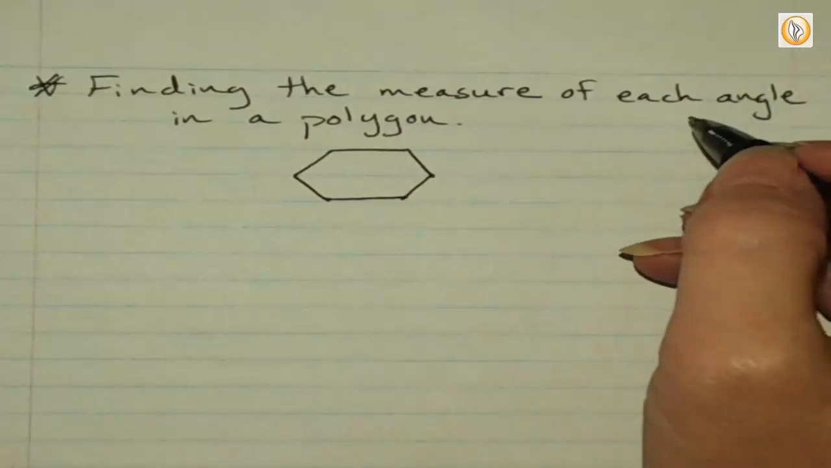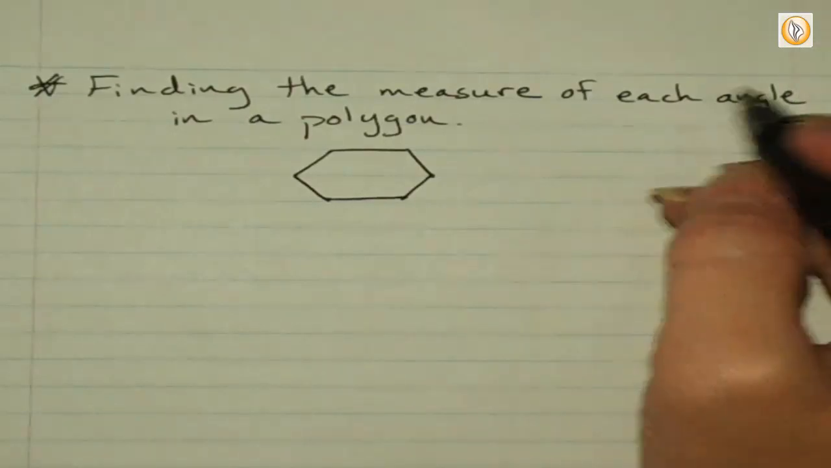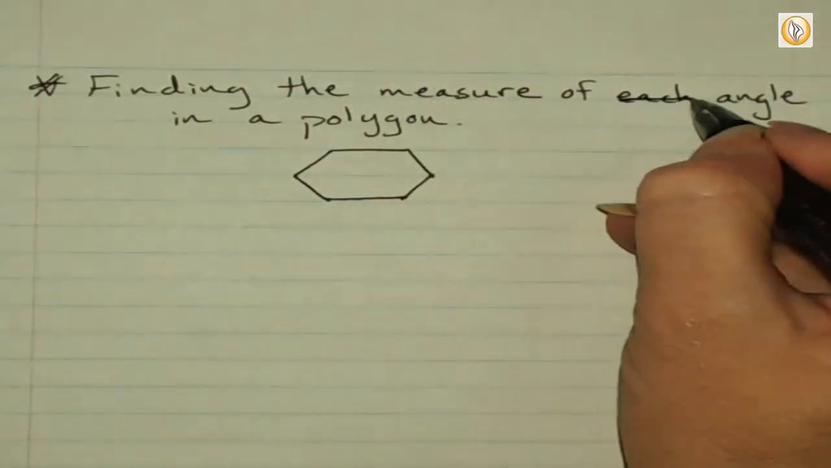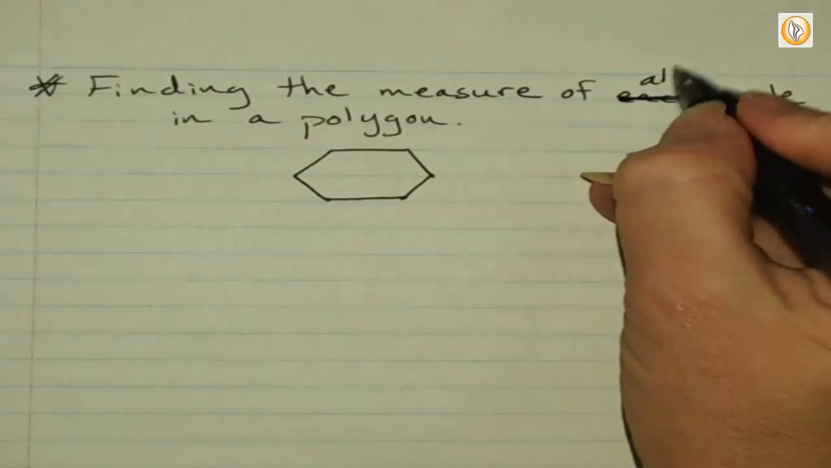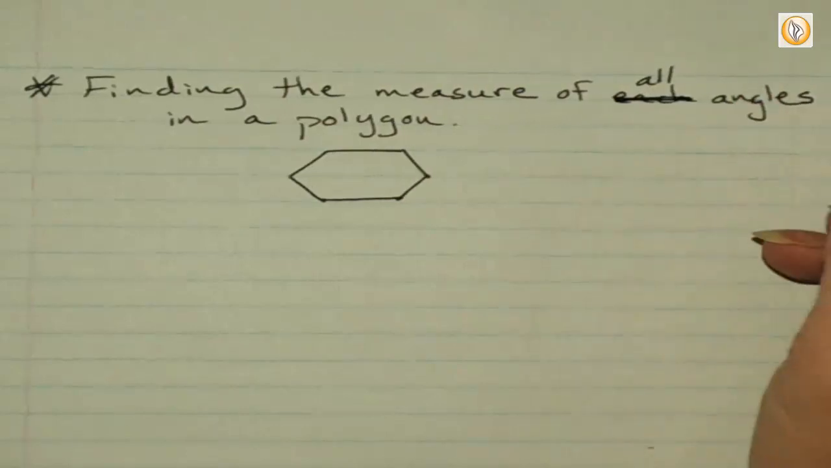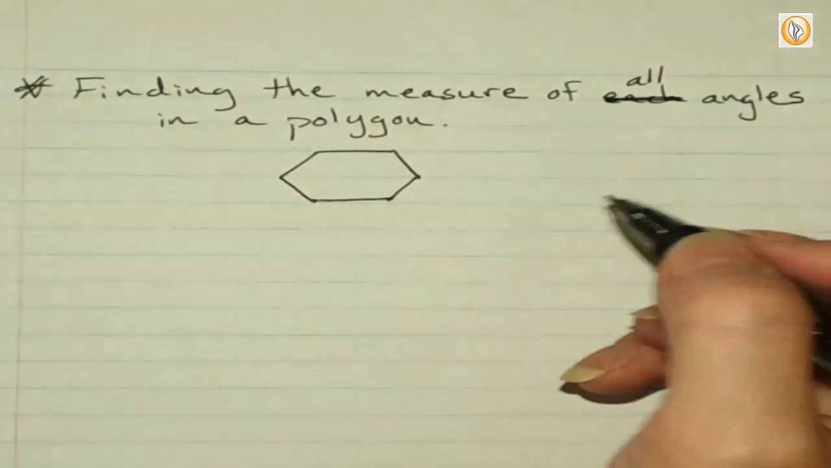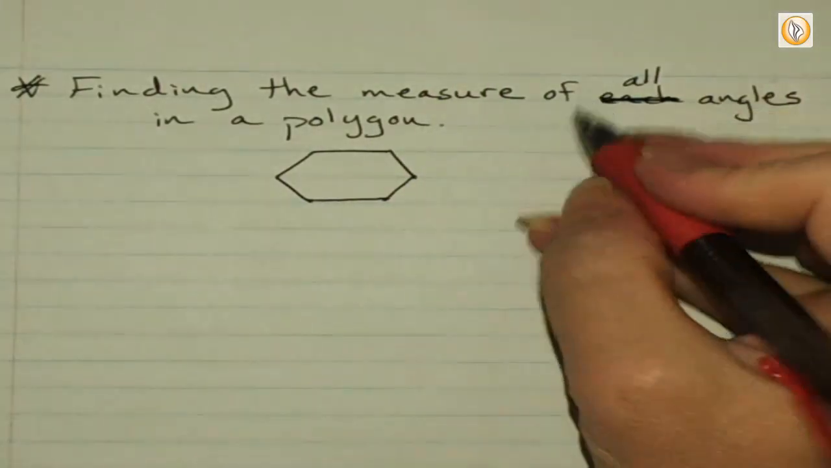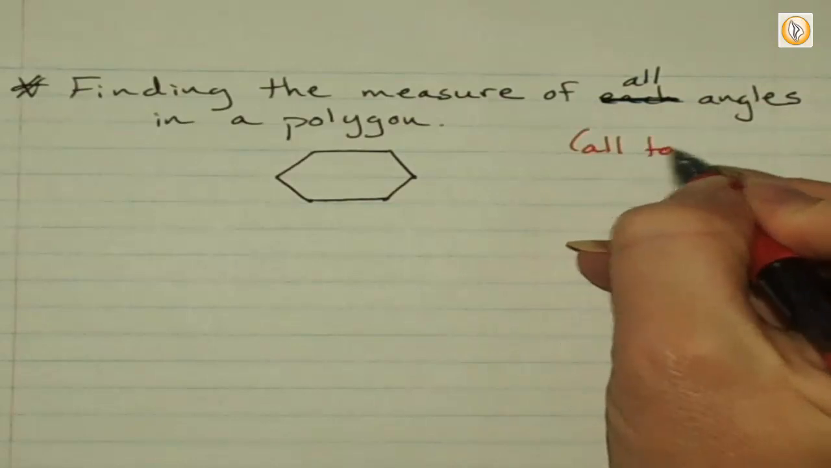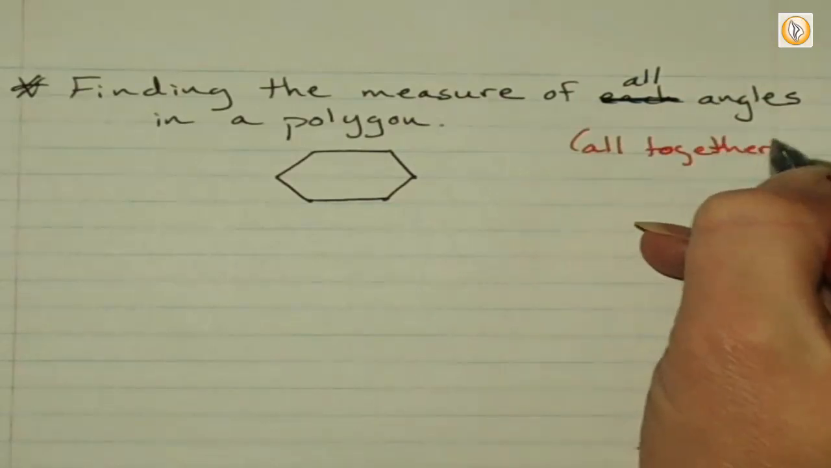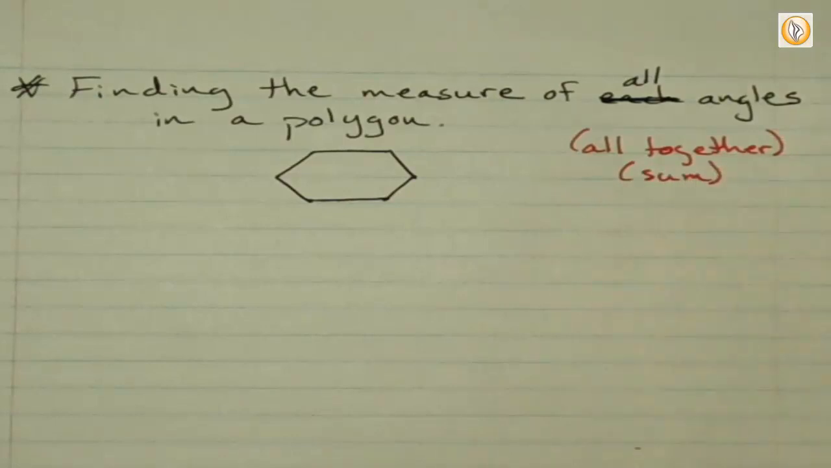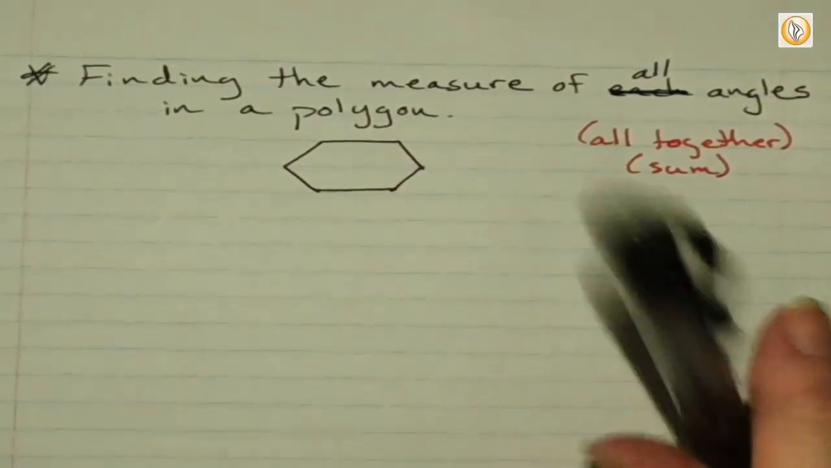You know what? I'm going to change this. Finding the measure of all angles in a polygon. So we're going to find all angles. So all together. Grand sum. Total, whatever.